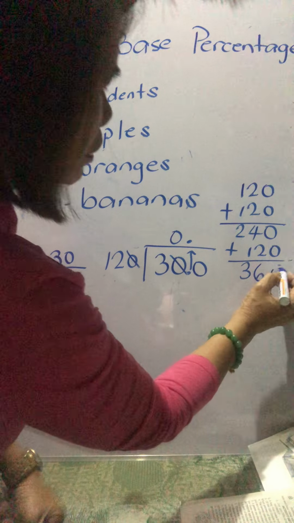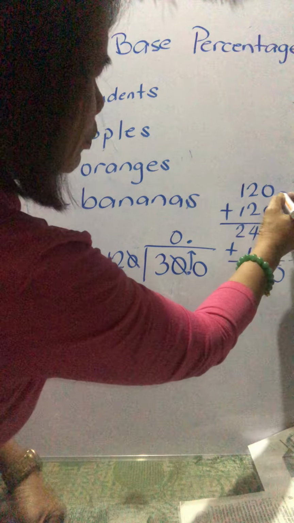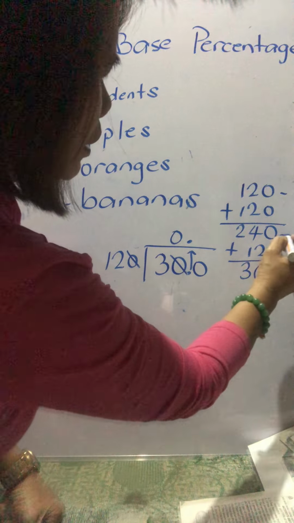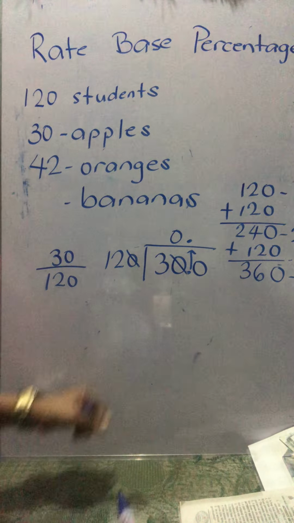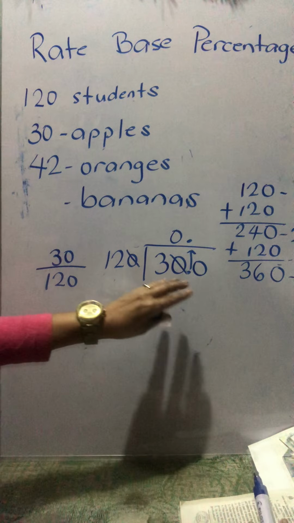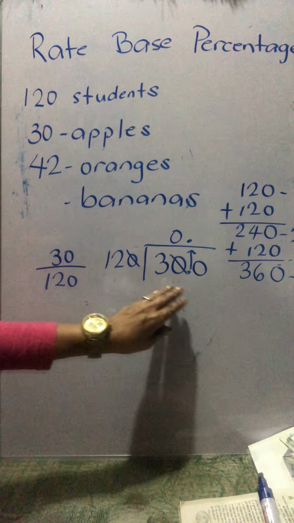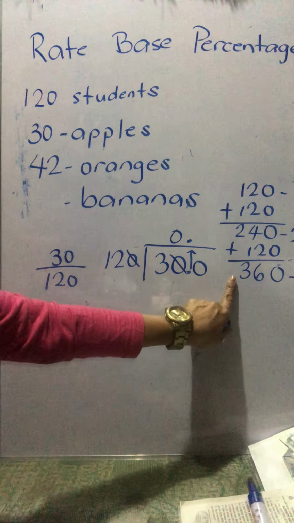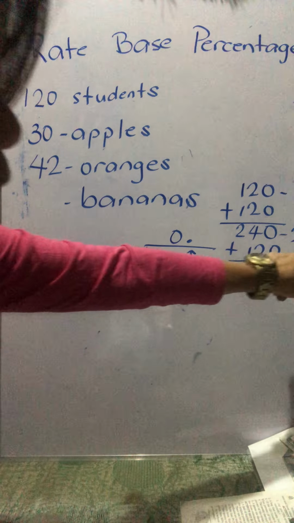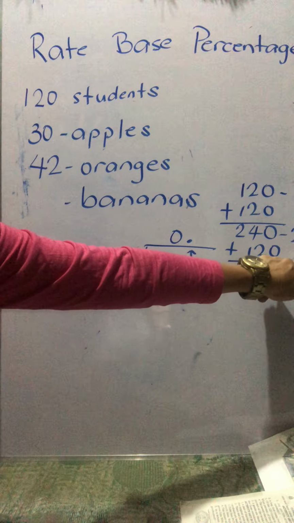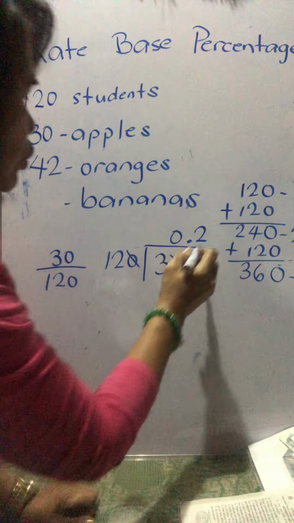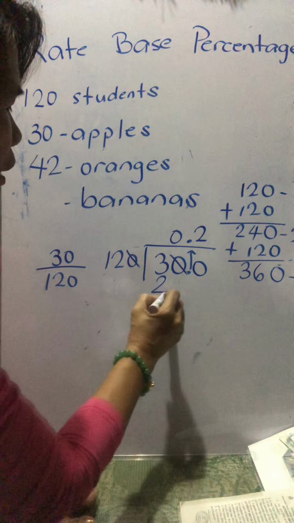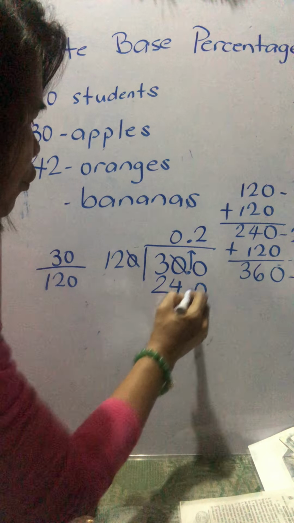Okay, so ito ngayon, you just have to put 1 here. And then here, put 2. And then here, you have to put 3. Okay, so hinahanap natin ngayon, what is nearer 300? So, 360 over 240. We have here 2. Okay, so you have to put 2 here. So, 2 times 120, that is 240.